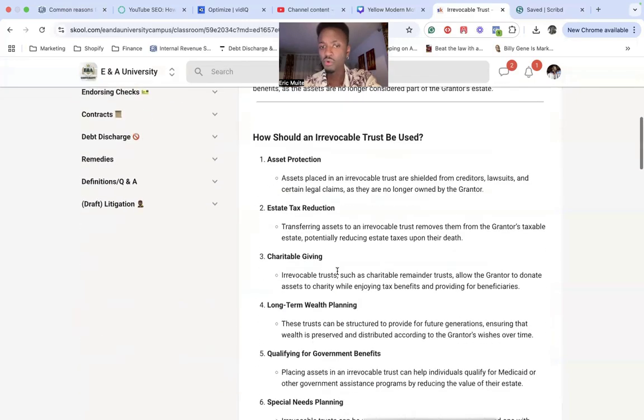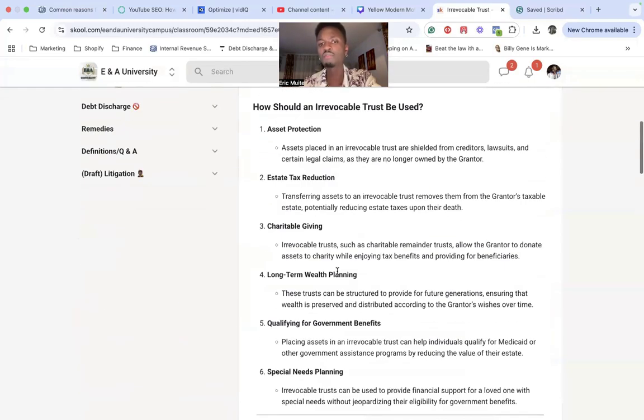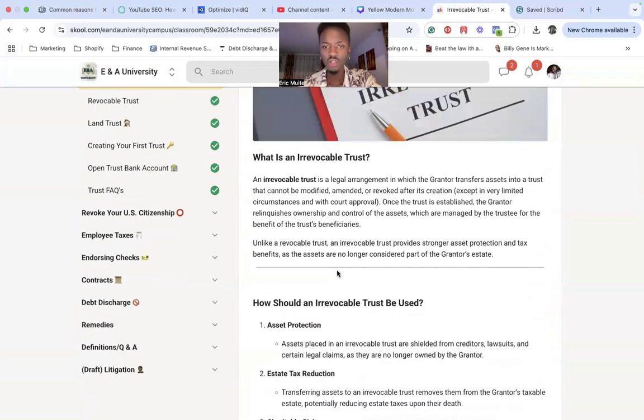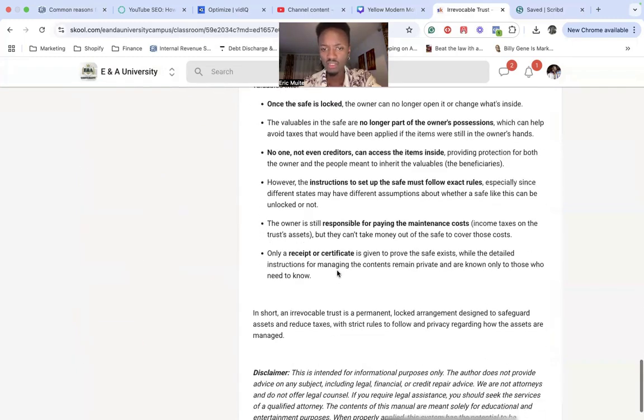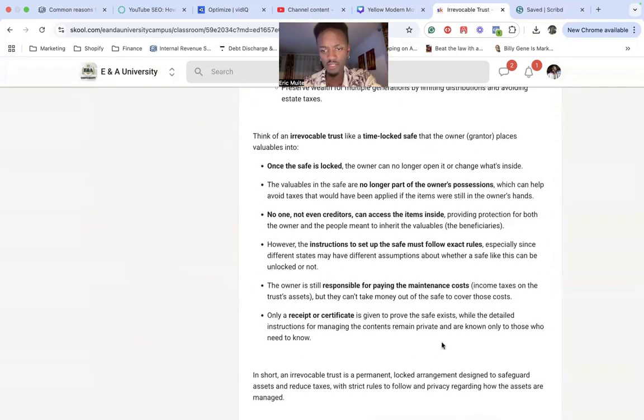Now, I'm not going to read through all of this, but I'm going to go over the very basic general idea of what an irrevocable trust is. And I'm going to use this here as an analogy. And I love using analogies because it helps paint different pictures. So I want you to think of an irrevocable trust like a time locked safe where the owner, which is the grantor, places its valuables into it, right?